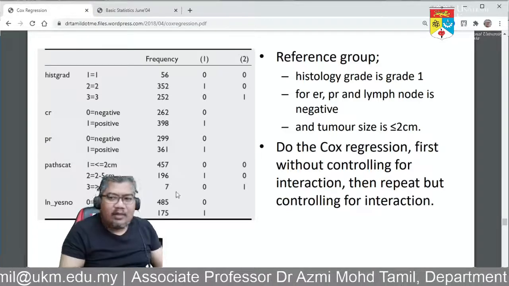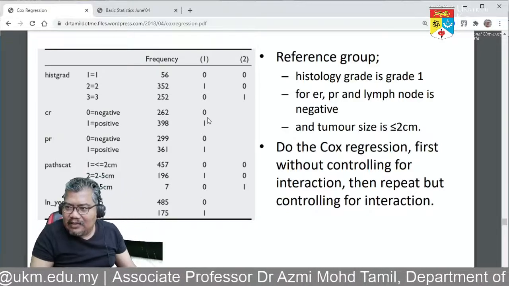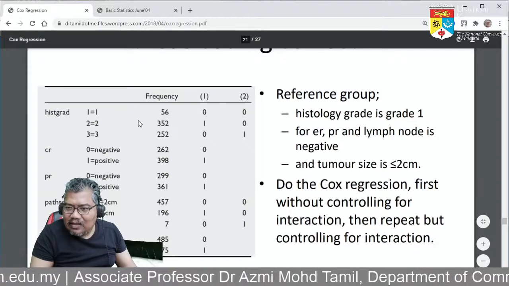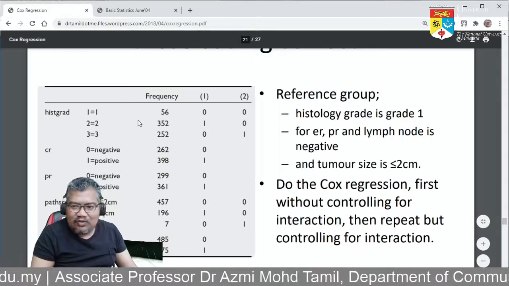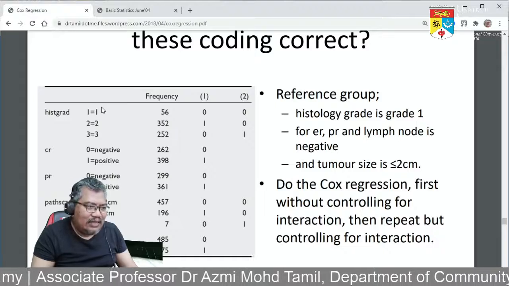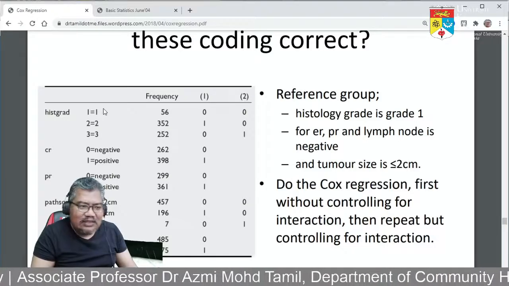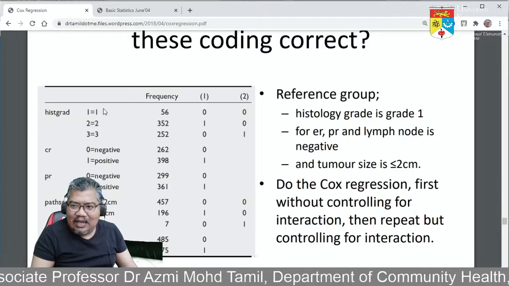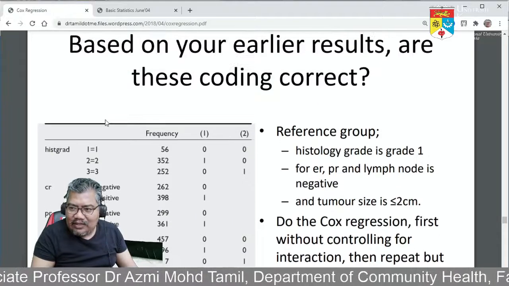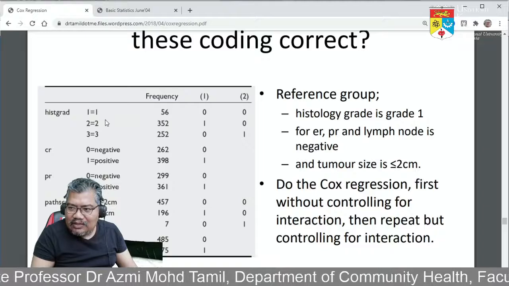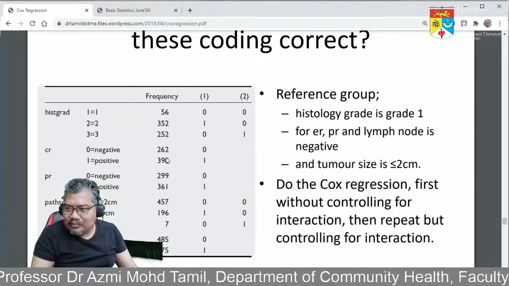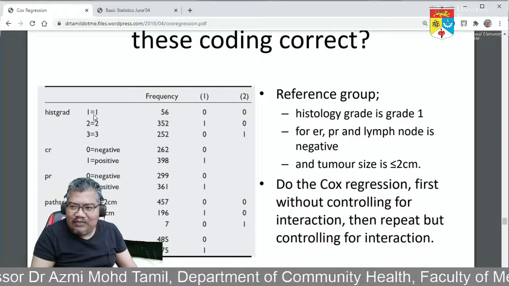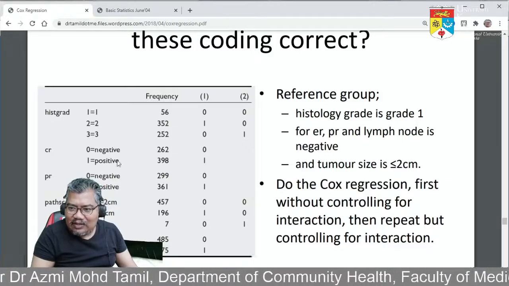Okay, so here inside this analysis, we already stated what the reference group is. The reference group should be the same as in logistic regression. For logistic regression, you always take the person of the least risk as the reference group. So here, for histology grade, the reference group is 1. Why? It is the most well differentiated one, which survives longer.